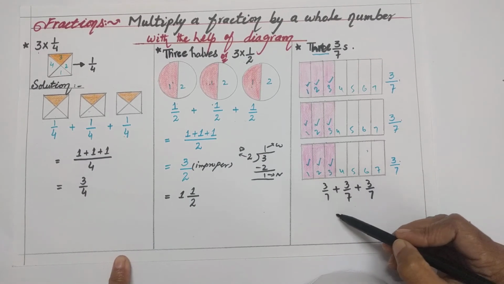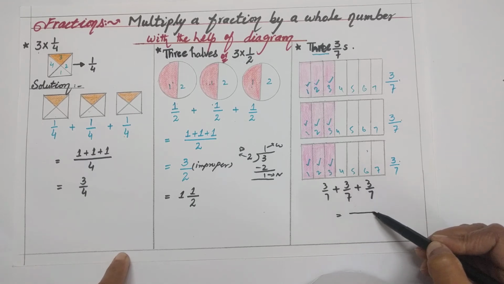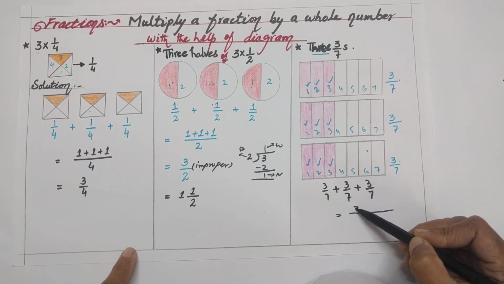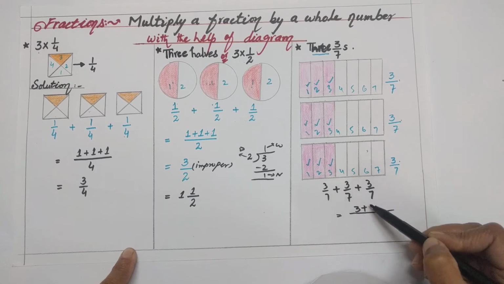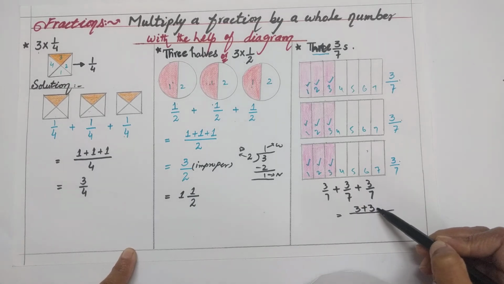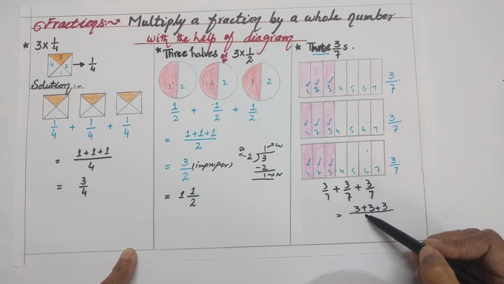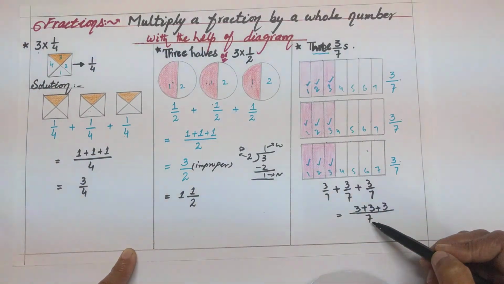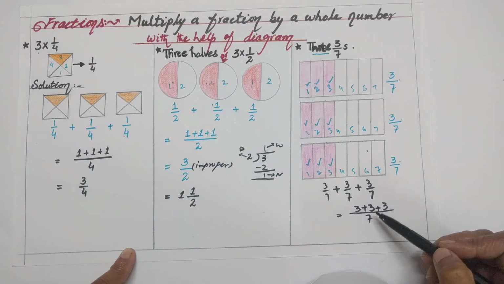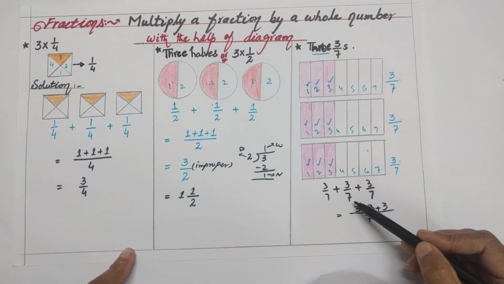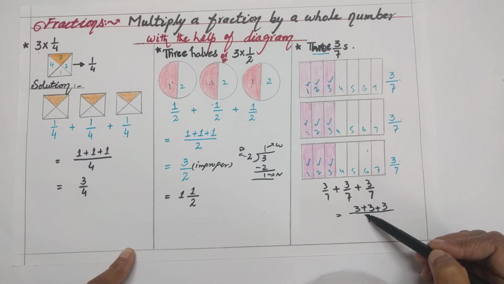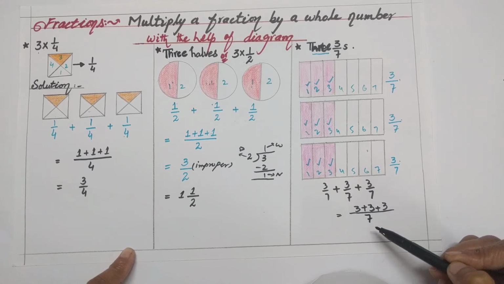So the first numerator is 3, the second numerator is 3, the third numerator is 3, and what is the denominator? 7. Why am I putting the 7 as a single? Because we have 7 as a common denominator, that's why we are using the 7 as a whole.